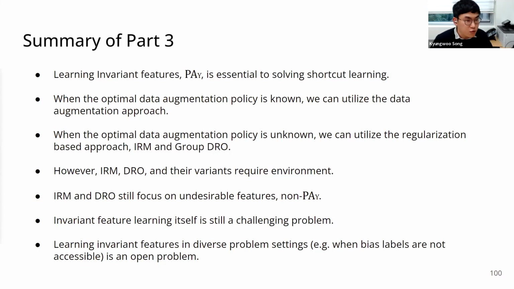In part 3, we cover the major ideas for invariant representation learning. For invariant representation learning, we introduced two approaches: data augmentation and the regularization-based approach. However, both approaches require an environment label or some specific assumption. Besides, we observe that the approaches still contain undesirable features, and invariant feature learning is still a challenging problem.